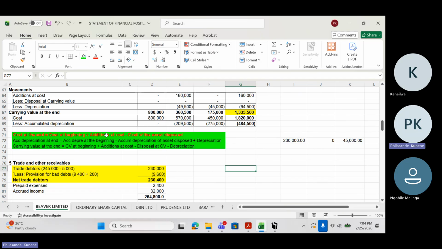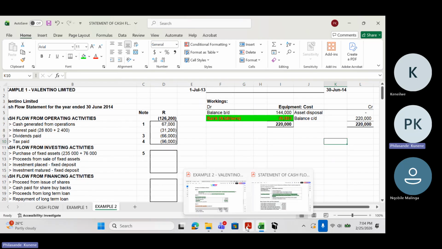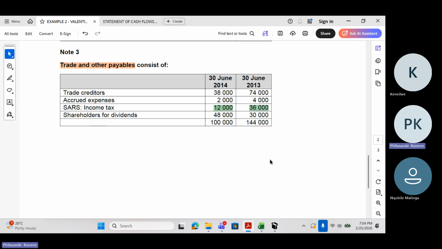Then cost at the beginning plus additions. That is the cost at the beginning. This is the cost at the beginning plus these additions. Then minus asset disposal is equal to this one. That's how we get the cost of the asset that was purchased.